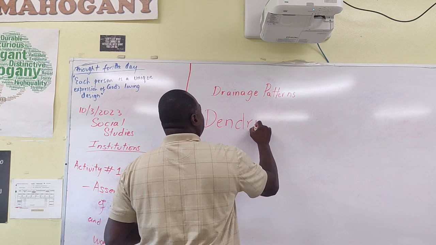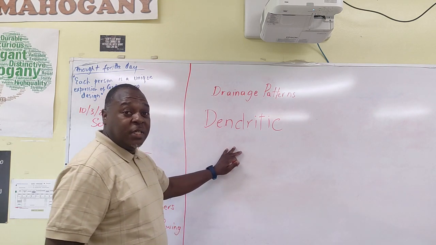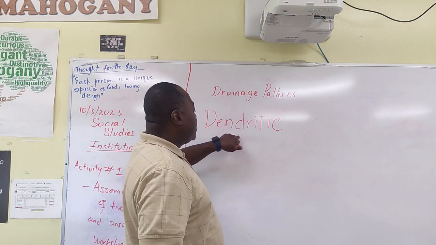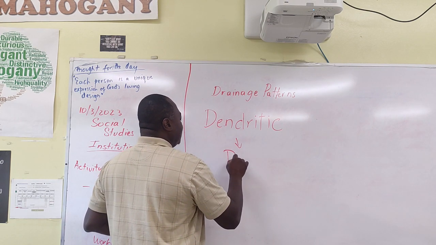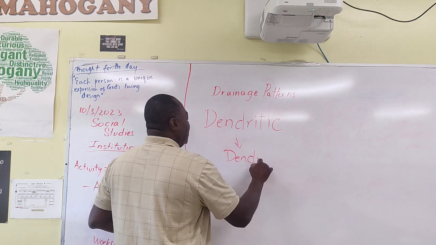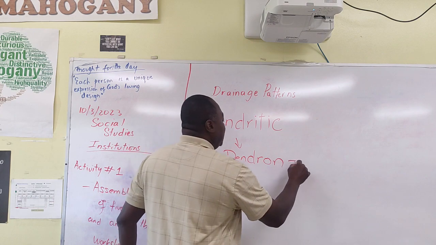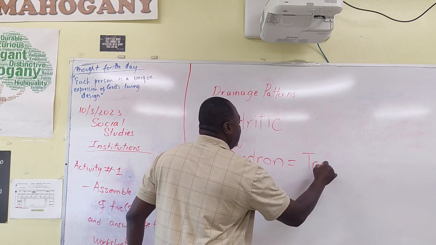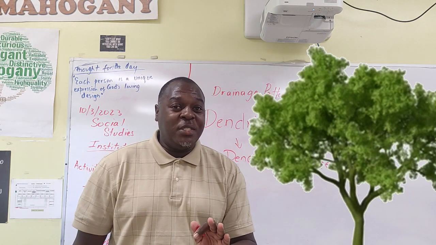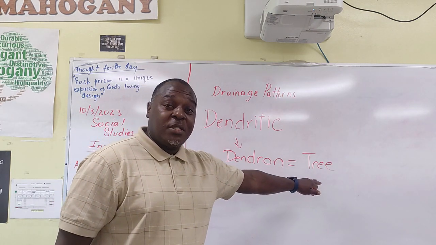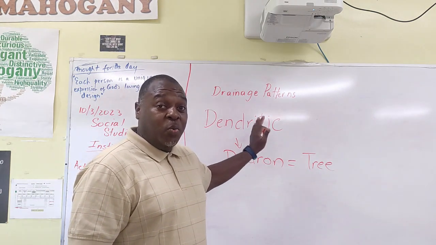dendritic. Dendritic. Now, this word comes from the Latin word dendron, and dendron means tree. Why are we associating dendritic with trees? Or why are we associating this pattern with trees?